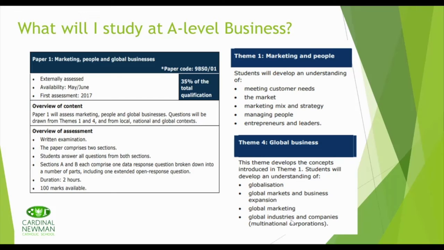Within Theme 4, which again, as I said, is studied in Year 13, this builds upon Theme 1 and looks at key issues such as globalisation, global markets and business expansion, global marketing, global industries and companies. And this area very much looks at businesses on a global scale. So looking at the large businesses in the world and how their decisions are different to those small businesses. Both of these units, as I said, make up Paper 1, which is a 2-hour exam and 35% of the qualification taken at the end of Year 13.